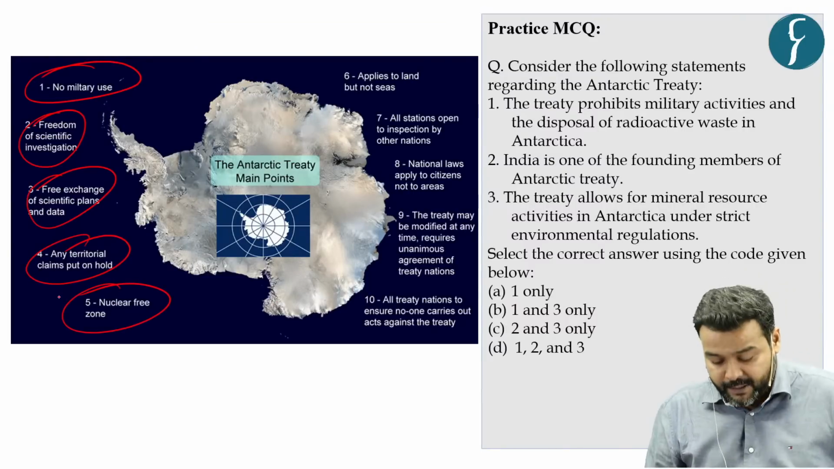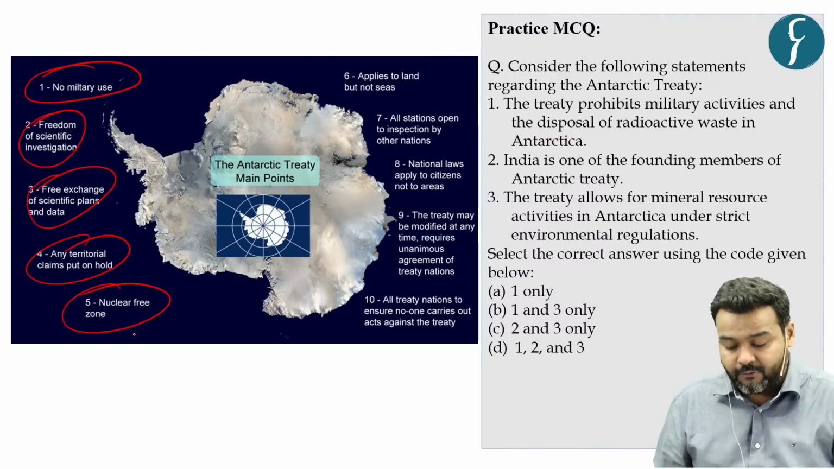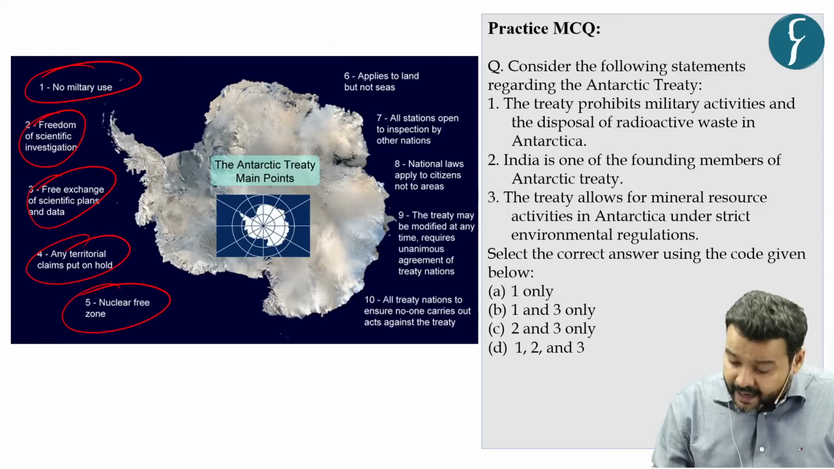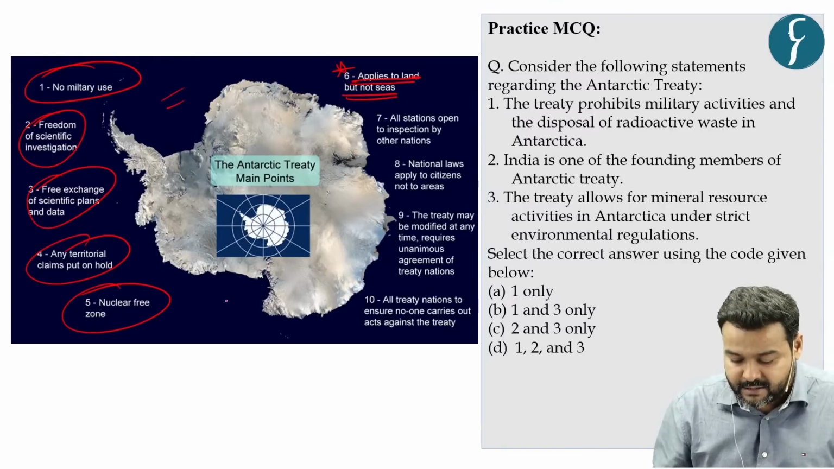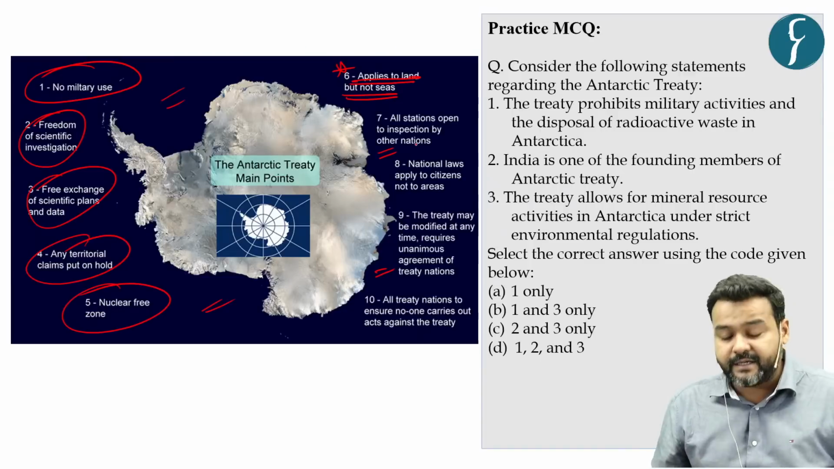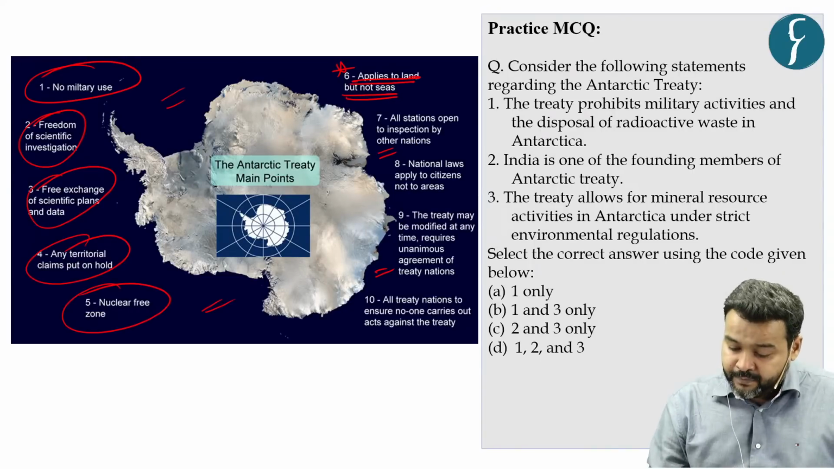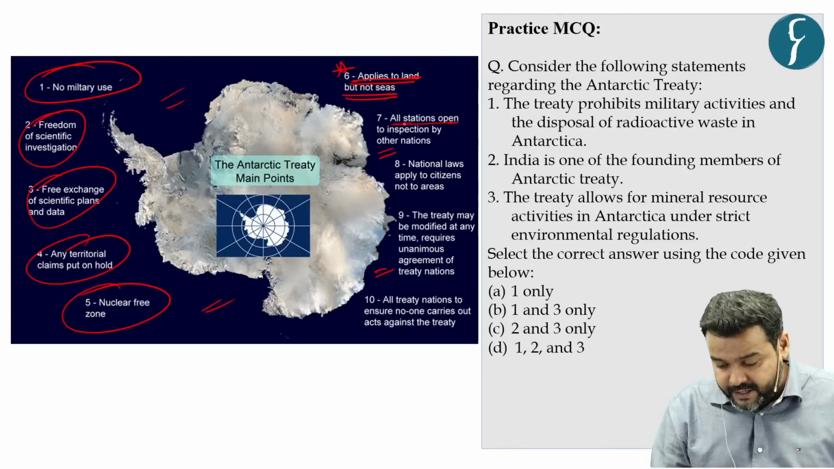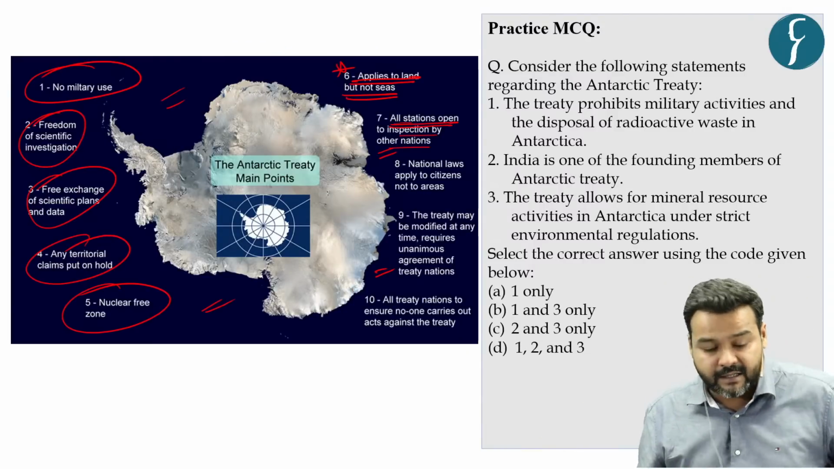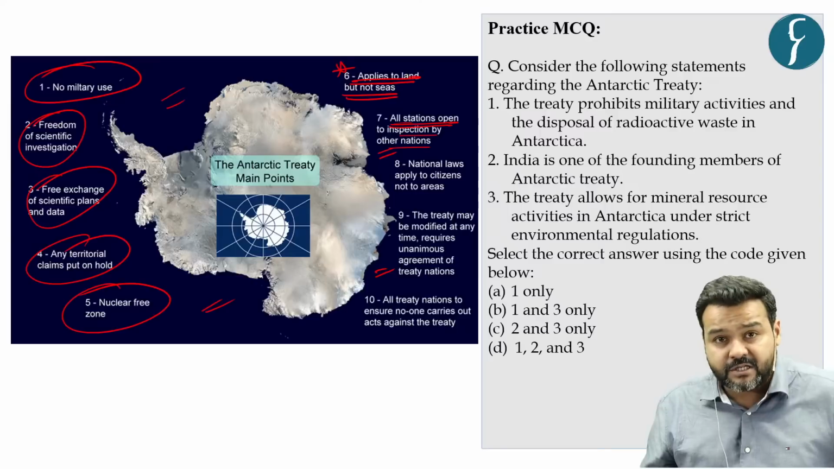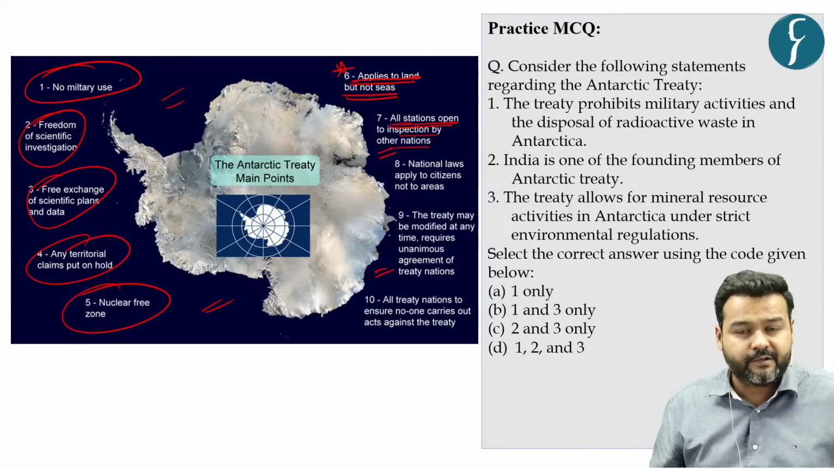Fifth, which is a very important point, no nuclear test or dumping of radioactive waste would be allowed in Antarctica. And one more very important thing: it applies to land and not the seas. So the mainland Antarctica is covered by this treaty and not the surrounding water. Another important thing is all stations are open to inspection by other nations. So you can inspect another country's station to find out whether they are involved in some ulterior activities.